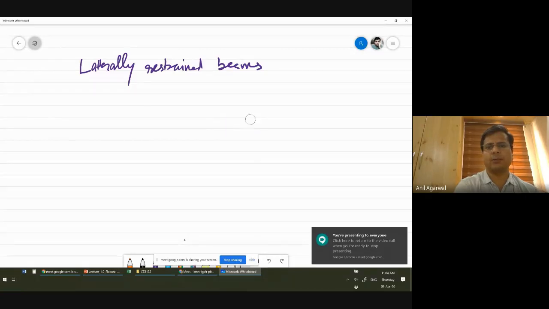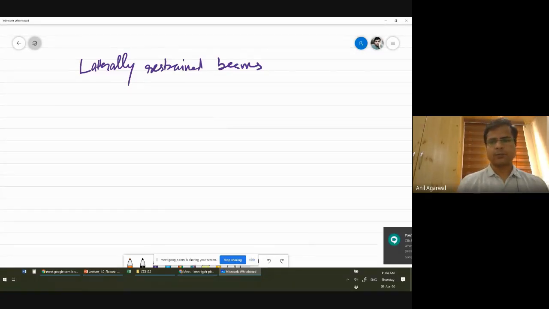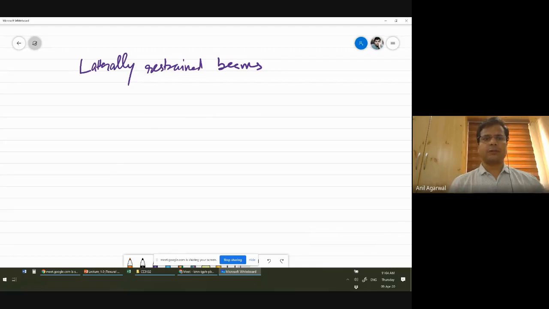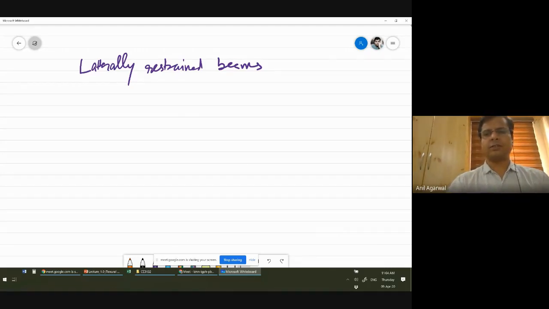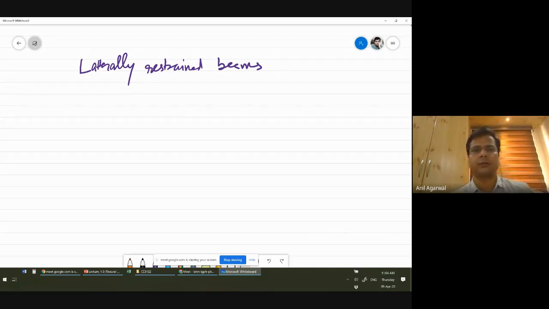With a small recap of whatever we have covered so far, because there was a bit of clutter along the way, because there are too many things that we have discussed with flexural members. So therefore, I wanted to do a little bit of summary. So we had started with the laterally restrained beams.